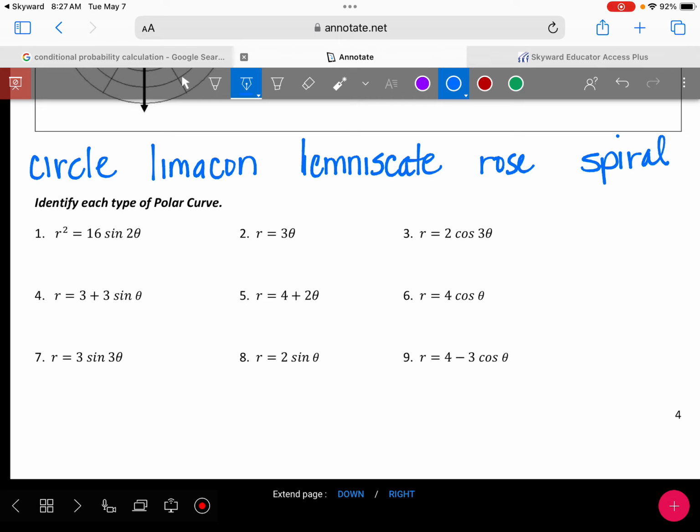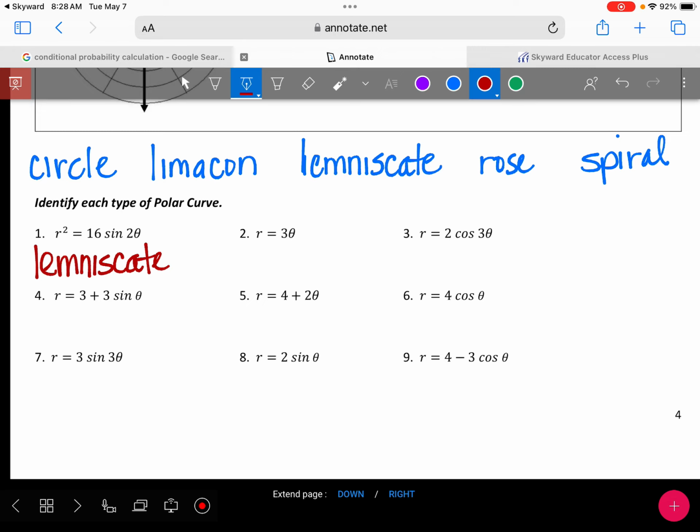So what would you say this first one is? Number 1. Lemniscate, because it's the only one with the R squared. So this first one, if this was on the final, you would say, oh, that's a lemniscate. It's multiple choice, so you would pick A or B or C, whichever one says lemniscate. Do we have any other lemniscates? Any other R squareds?